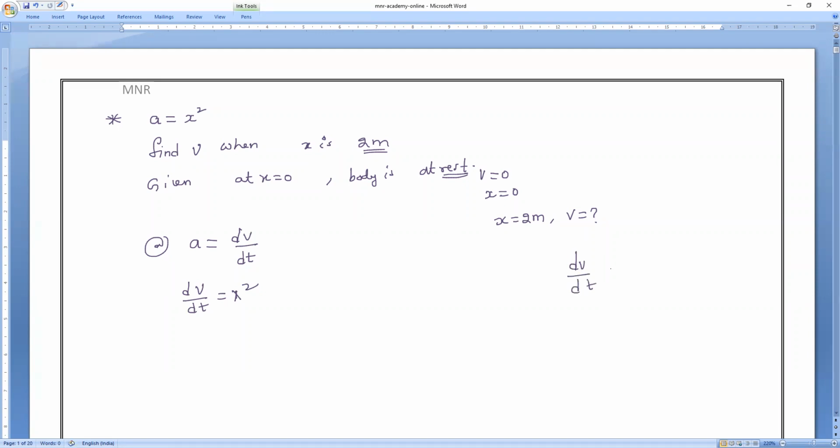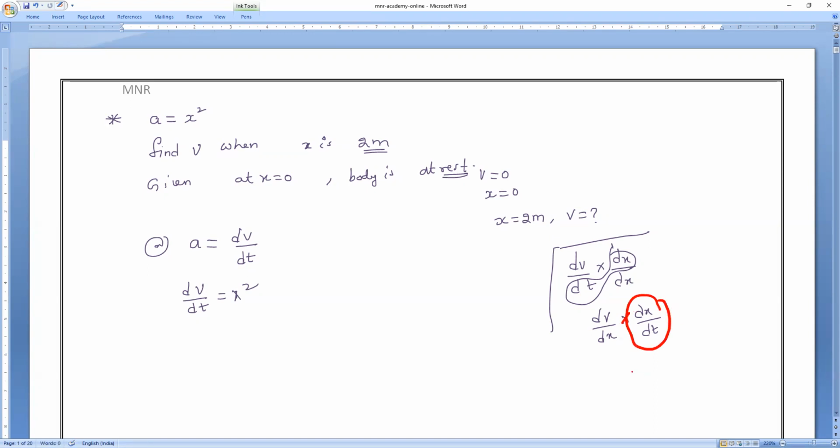So dv by dt, I'll multiply in both numerator and denominator with dx. Is it right or wrong? Anything wrong in that? Then I will write dx divided by dt separately. So I will write dv by dx into dx by dt. Is there anything wrong?